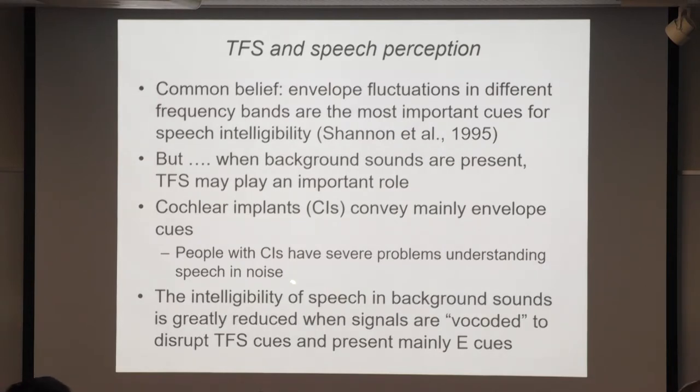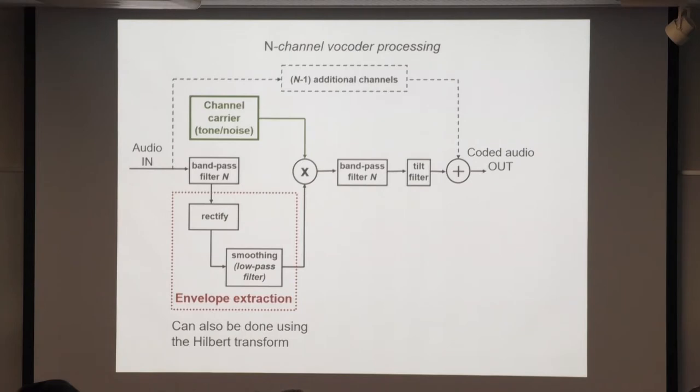And we know that the intelligibility of speech in the presence of background sounds is greatly reduced when signals are passed through a vocoder, which disrupts temporal fine structure cues, but preserves envelope cues to some extent. So I'm going to be talking a bit about studies using vocoders. Many of you will be familiar with this, but just for those who aren't, this shows the general structure of a vocoder. You filter the signal into a number of frequency channels, so you have several bandpass filters with different center frequencies.